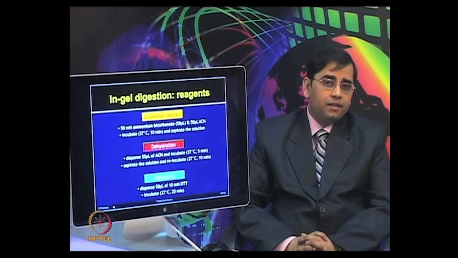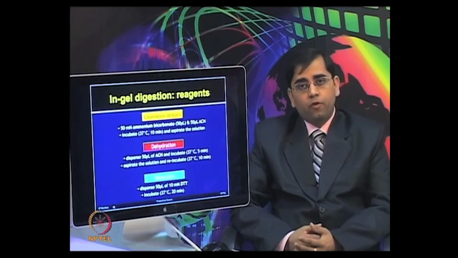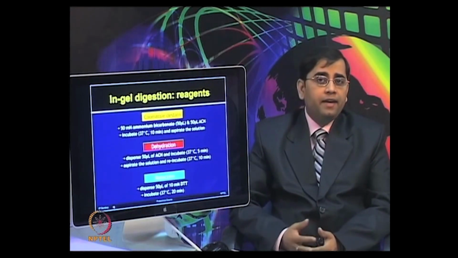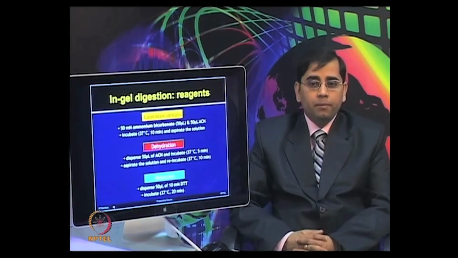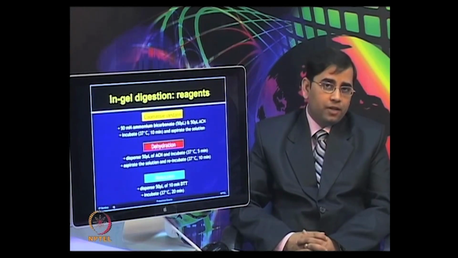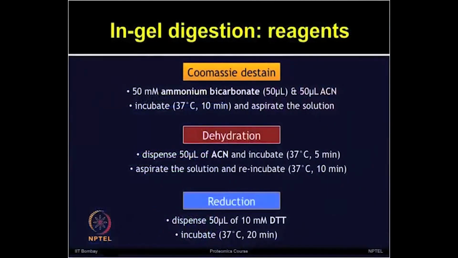Once the Coomassie de-staining step is performed, then we need to dehydrate the gel pieces, which can be done by the addition of acetonitrile. After this incubation is done, you are ready for performing the reduction step. Now, why is the reduction step required? After the stain removal, the next steps include reduction as well as alkylation of protein residues, so that you can denature the protein into its primary structure.